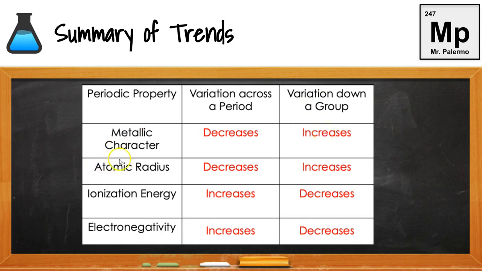For atomic radius, we see a decrease going across a period due to the increased proton pull, pulling the electrons in. And we see an increase going down a group due to more electron shells. And then for ionization energy and electronegativity, it's the same trend. An increase going across a period due to more proton pull, and a decrease going down the group due to more electron shells.